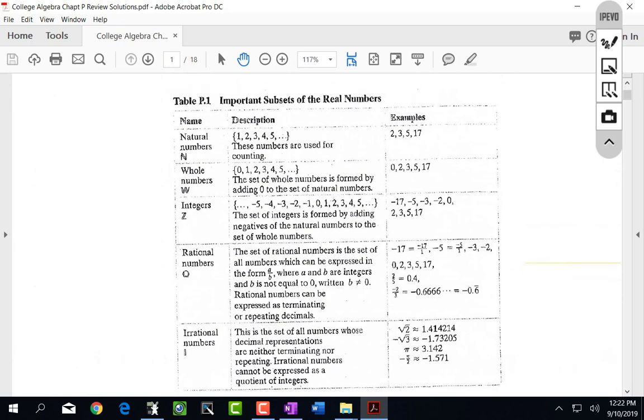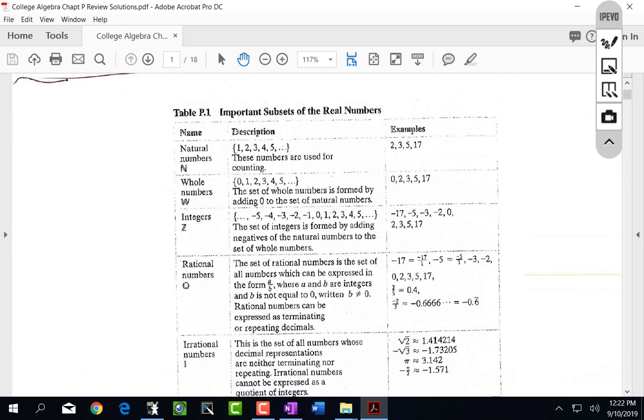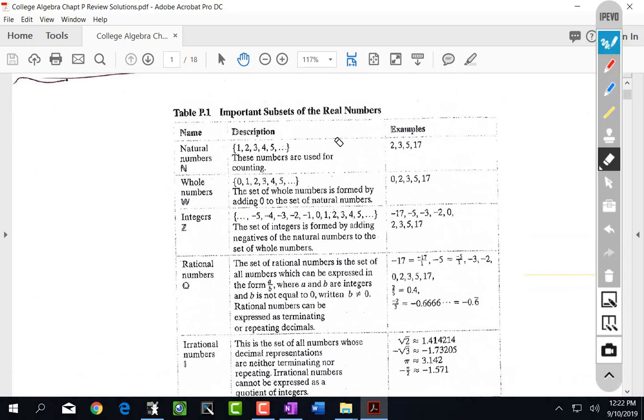So looking at your table, remember your natural numbers are those numbers that come to you naturally. So that set would be 1, 2, 3, 4, 5, and so on. So these are your numbers used for counting. Your whole numbers include all your natural numbers and 0. It's got 0, 1, 2, 3, 4, 5.